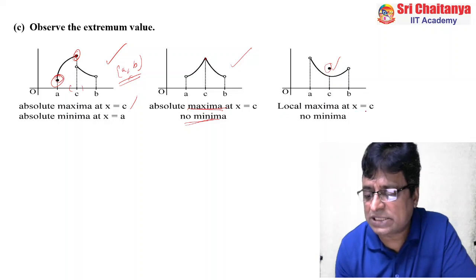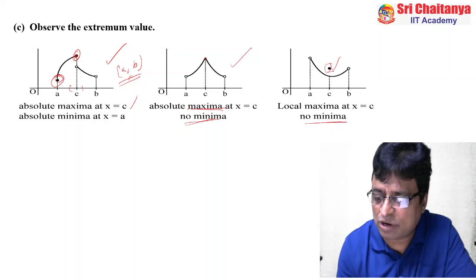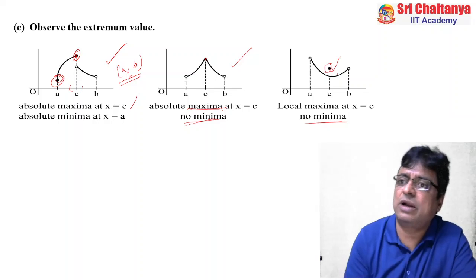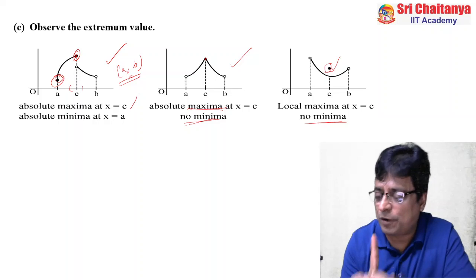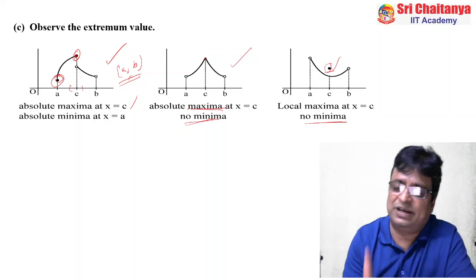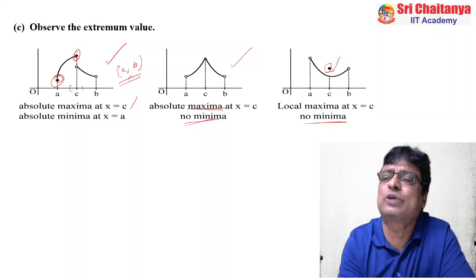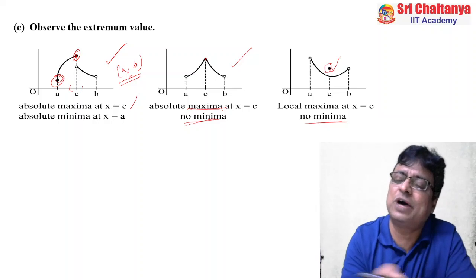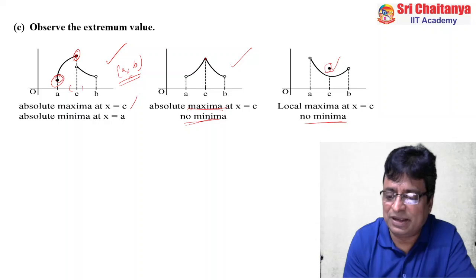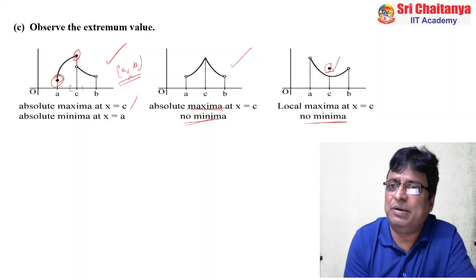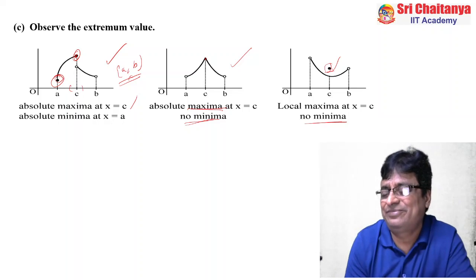And here, local maxima at x equals c, no minima. At x equals c, it has only what? Local maxima, no minima. It is not necessary that both maxima and minima will exist, if the function is not continuous. If the function is continuous in the closed interval [a, b], then between two consecutive maxima there exists a minima, and between two consecutive minima there exists a maxima. But here the curves need not be continuous, and moreover they are not defined in closed intervals.